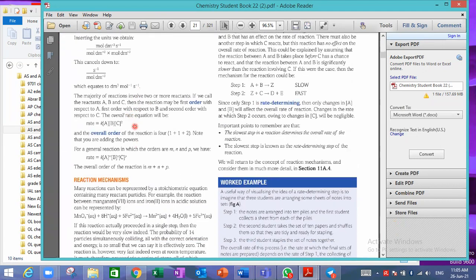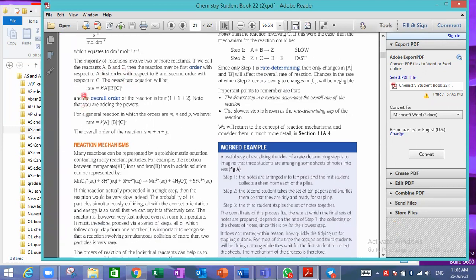If we want to write our rate equation in general, we say that if we have, for example, 3 reactants, A, B, and C, then the rate equals the rate constant K times the concentration of A raised to the power M times the concentration of B raised to the power N times the concentration of C raised to the power P. Of course, M, N, and P could be 0, could be 1, could be 2, whatever. And the overall order means that we are going to add all these powers together.